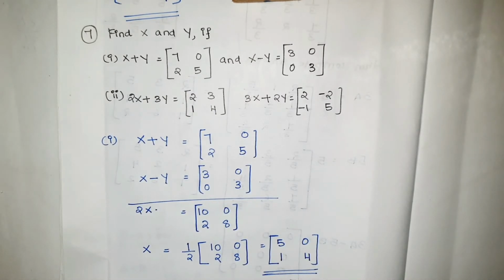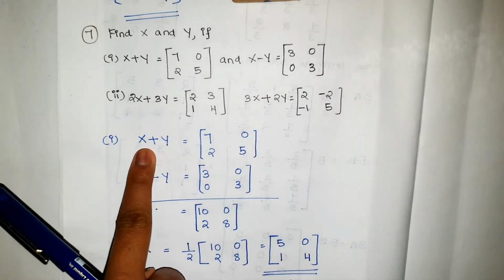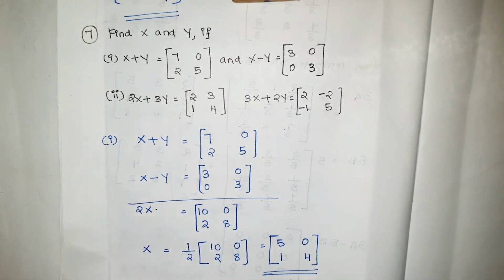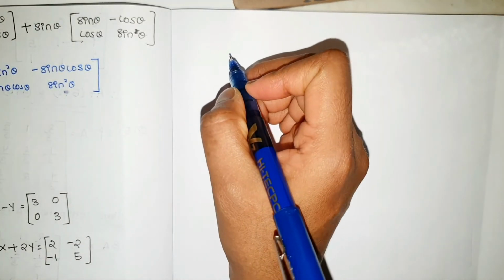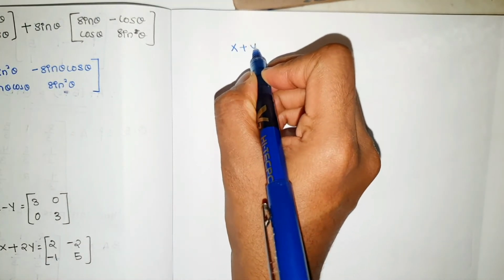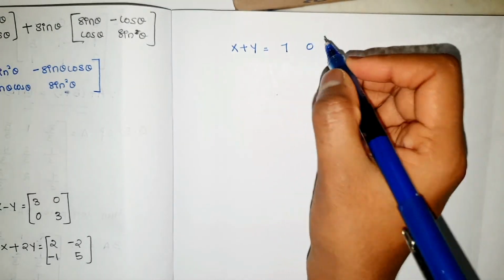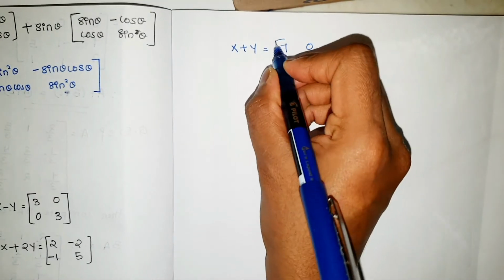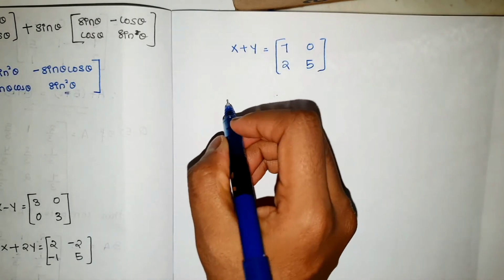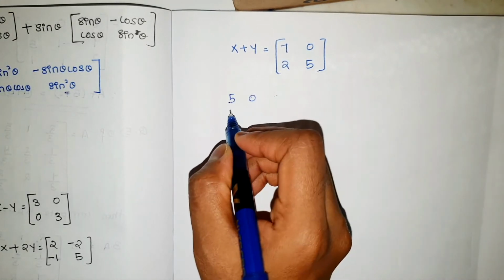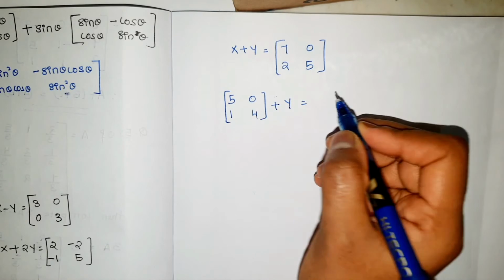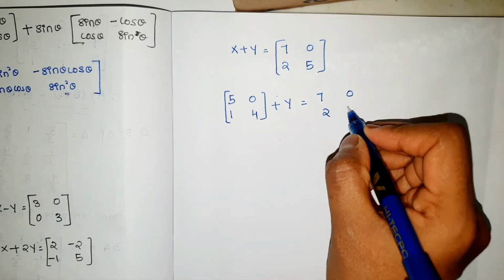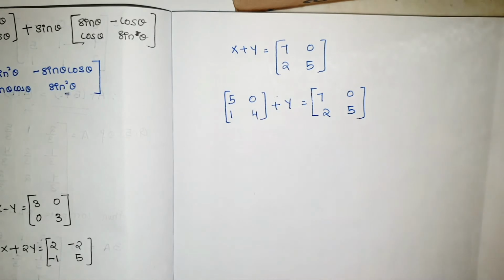So how can we find the value of y? We can substitute the value of x either in this equation or in this equation to find the value of y. So students, I am taking the first equation. What is my first equation? X plus y is equal to [7 0; 2 5]. So we got the value of x now. So I am substituting the value of x, [5 0; 1 4], plus y is equal to [7 0; 2 5].